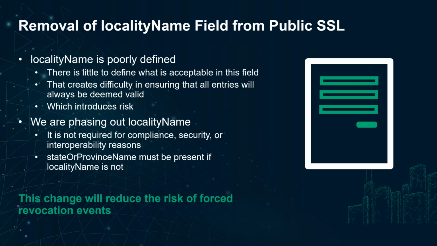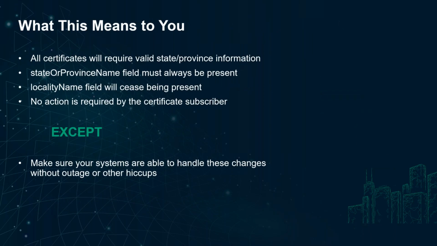So this will reduce the risk of forced revocation events, as you just said. So what does it mean to you? This means that going forward, as of now, this is in operation. All certificates will require a valid state or province name. We will authenticate state or province for every OV and EV certificate that we issue. That field must always be present, and the locality name field is going to cease to be present.